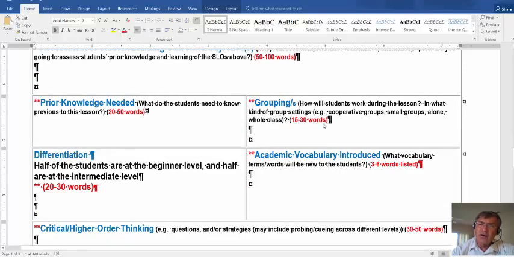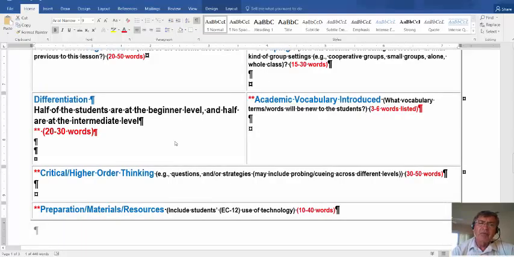And you can go over the word count if you would like. There'll be no penalty for going over the word count, but if it's under the word count, for sure you are not taking this seriously and you need more detail. Differentiation.